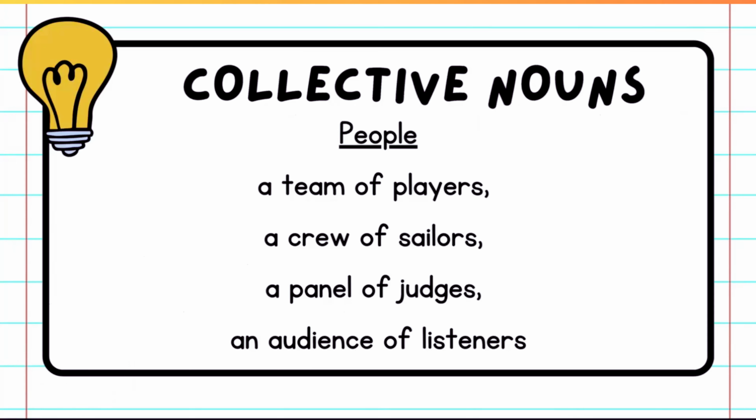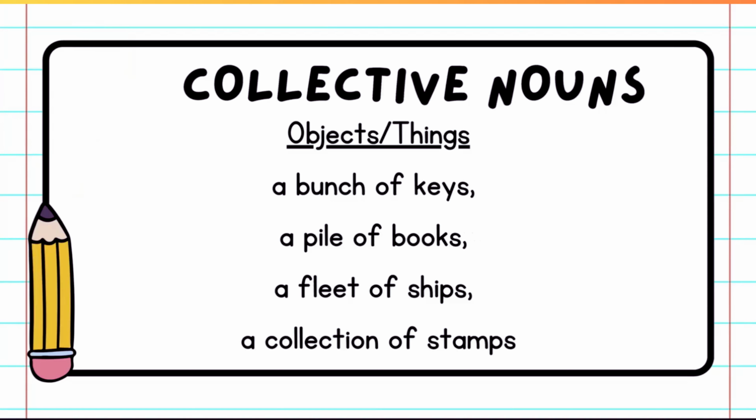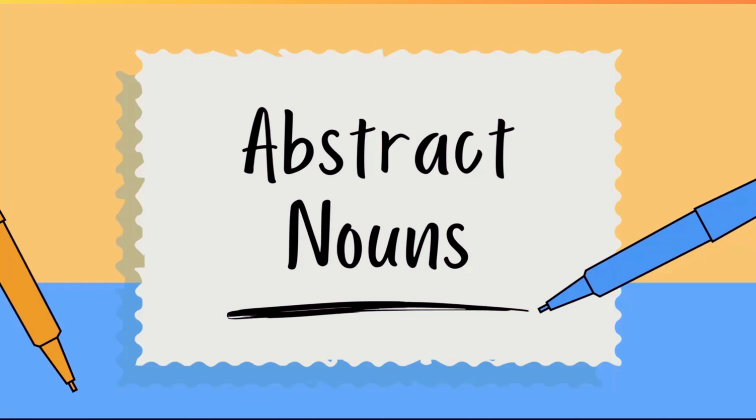Let's observe some examples. A team of players, a crew of sailors, a panel of judges, an audience of listeners, a flock of birds, a herd of cattle, a swarm of bees, a pack of wolves. A bunch of keys, a pile of books, a fleet of ships, a collection of stamps.